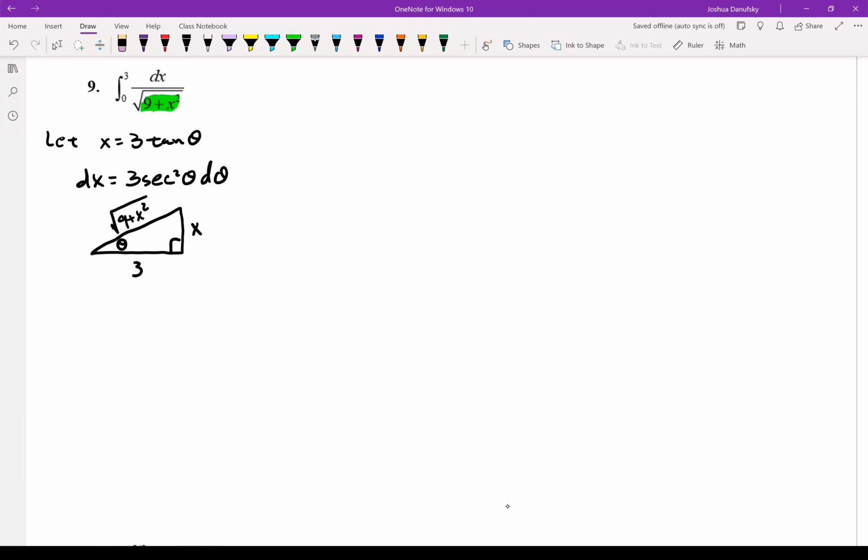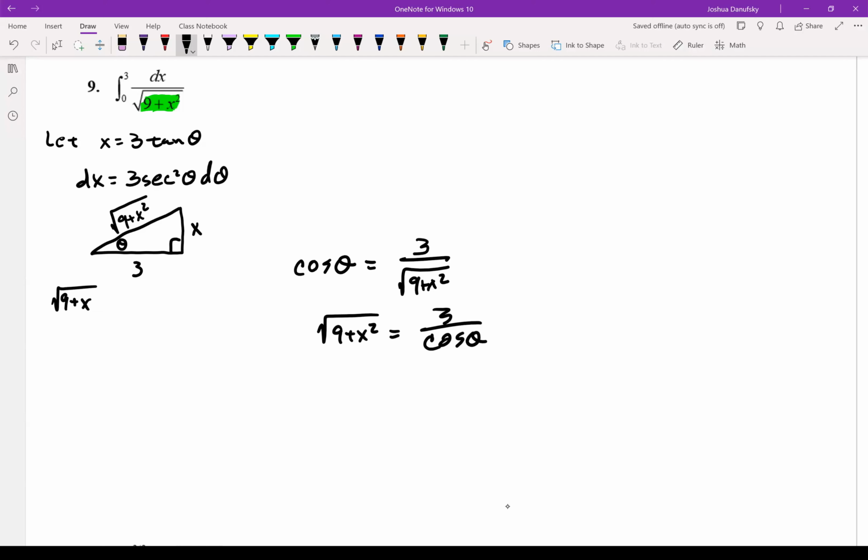Now, one thing we want to be able to do is rewrite the square root in the bottom in terms of thetas. So if you notice, we can take the cosine of theta, and that's going to give us the adjacent leg over the hypotenuse, which means that the square root of 9 plus x squared is equal to 3 over cosine theta. And this, of course, is the same as 3 secant theta. So the square root of 9 plus x squared is equal to 3 secant theta.